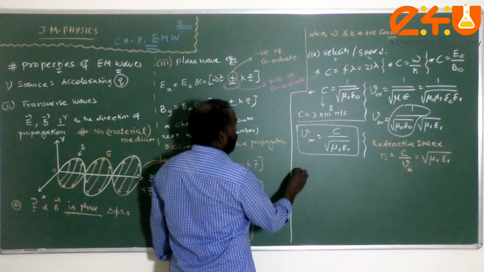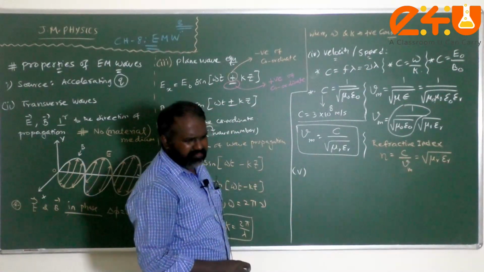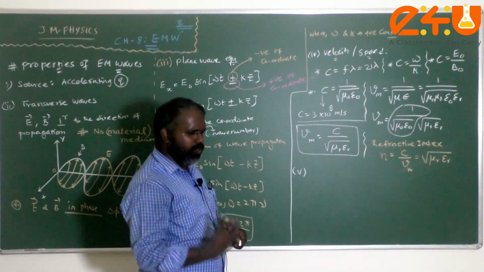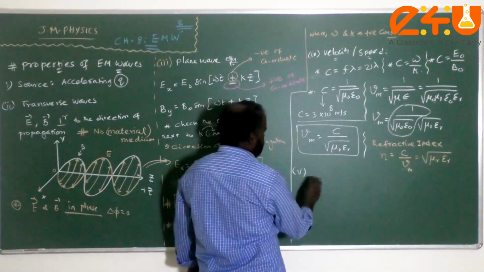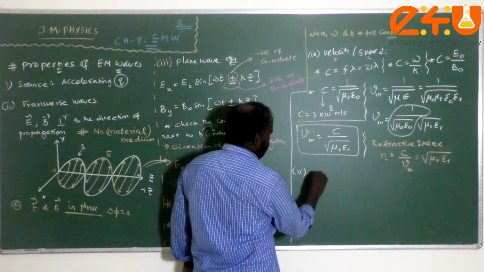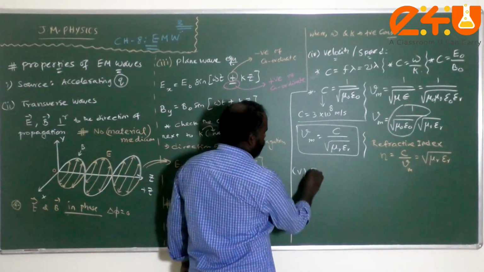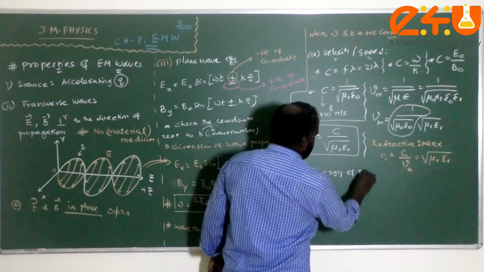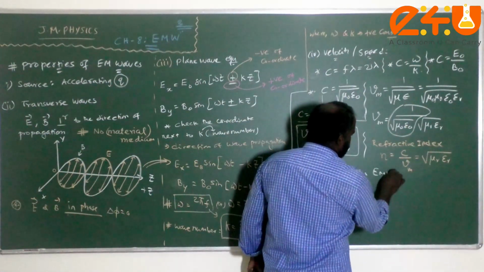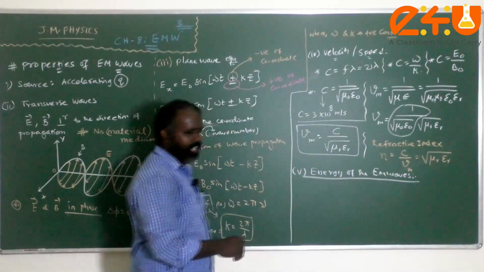And another one, the fifth property. What is the fifth one we are going to discuss? Just see, the general definition for intensity. Or before going to that, we will discuss the energy of the EM wave. Energy of the EM wave. This is a very important one. Energy of the EM waves. You just see that, children.